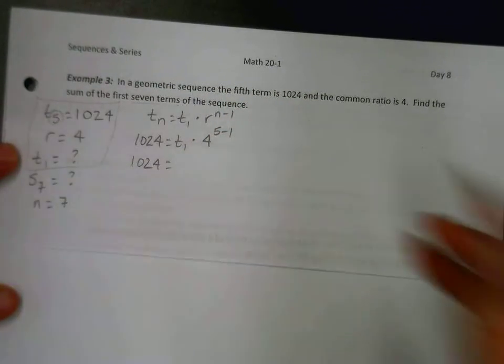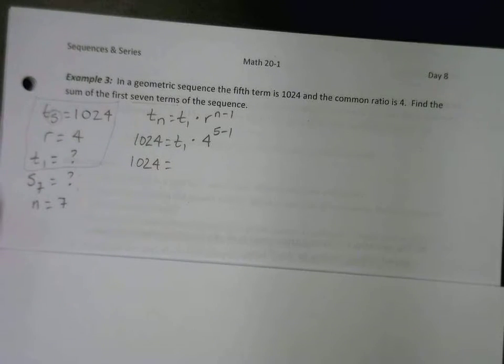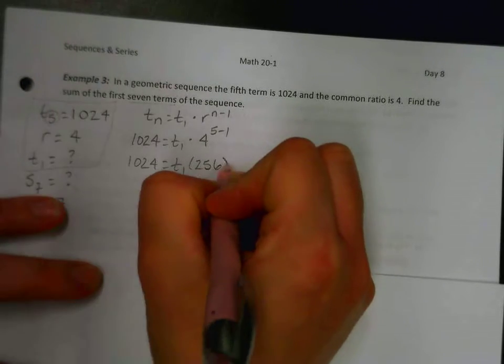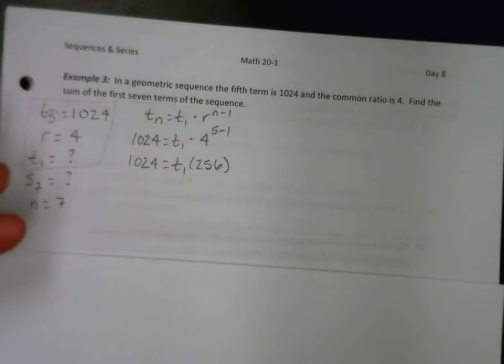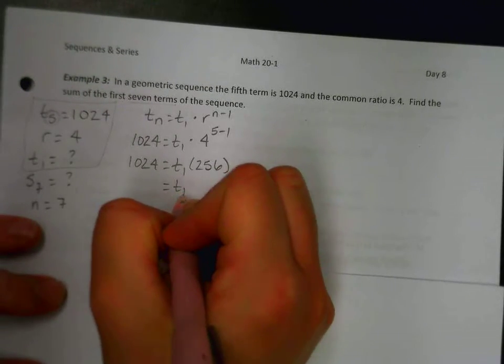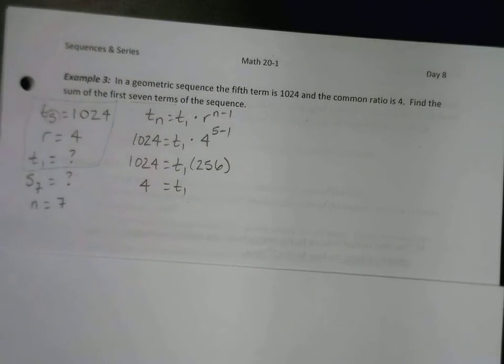So I'm going to evaluate 4 to the power of 4 first, which is 256. And then I'm going to divide both sides by 256, which is 4. So my first term of the sequence would be 4.